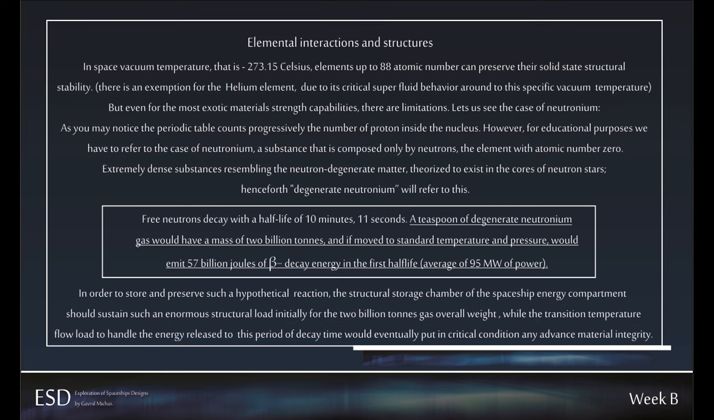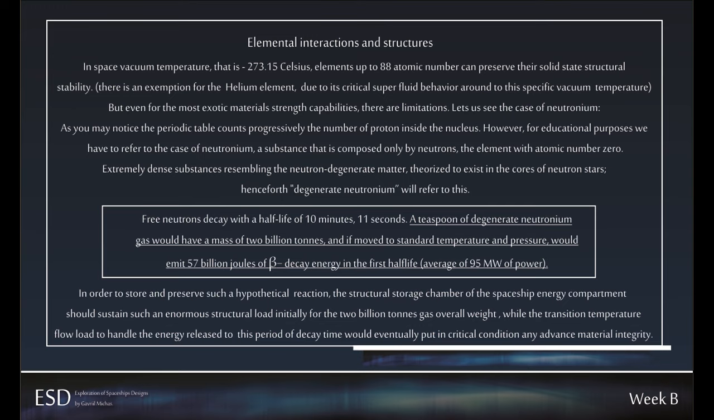Extremely dense substances resembling the neutron degenerate matter, theorized to exist in the cores of neutron stars; henceforth degenerate neutronium will refer to this. Free neutrons decay with a half-life of 10 minutes, 11 seconds.